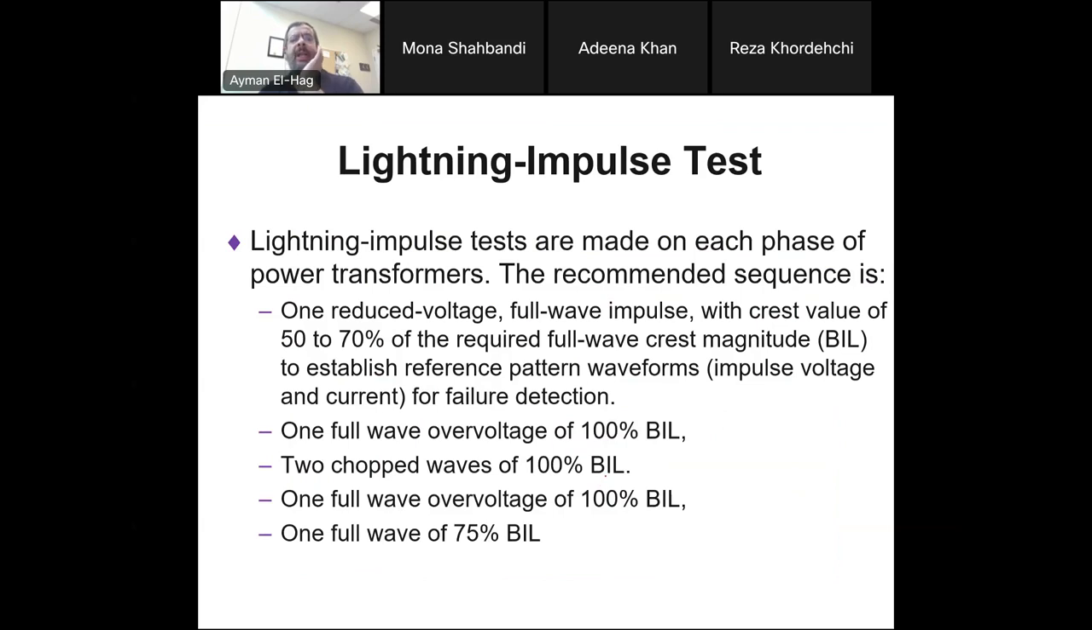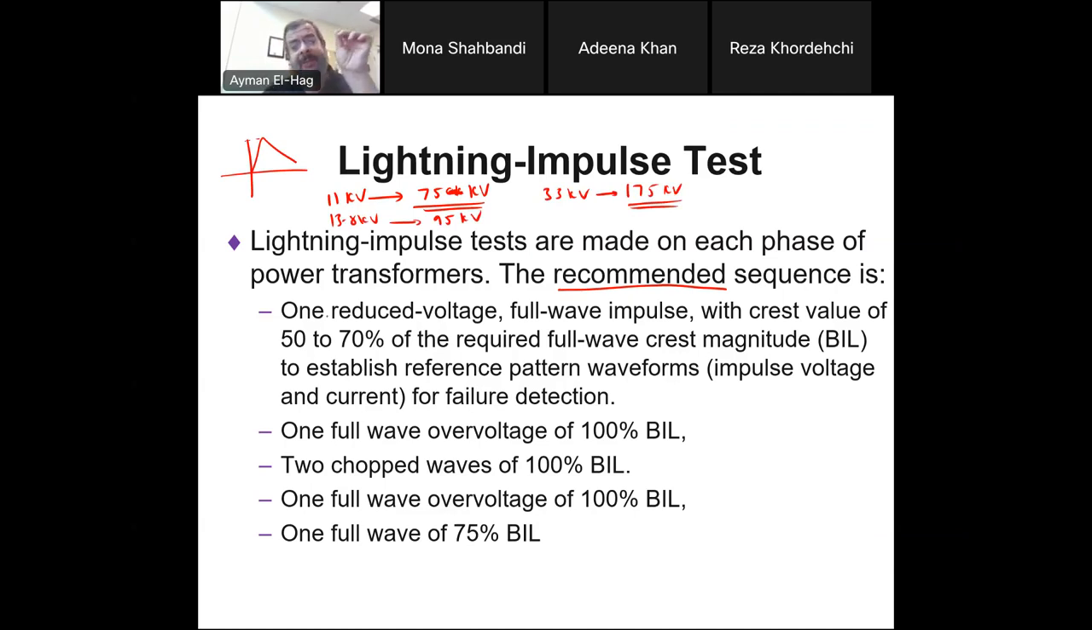Now let's see how we do the lightning impulse test. This is the recommended sequence that we use for the test. First, we start the test with a reduced voltage level. Now, what are the levels? As I mentioned, I will talk about these in detail in another presentation, but just to give you one example, if you have an 11 kilovolt system, we usually test it at 75 kilovolt. That is the peak value of the impulse. If it is 13.8 kilovolt, we test it at 95 kilovolt. If it is 33 kilovolt, we test it around 175 kilovolt, and so on. There is a standard table for that.